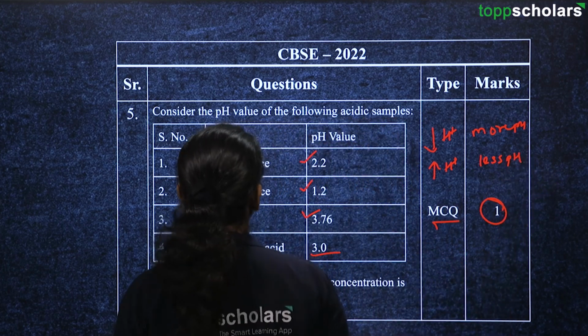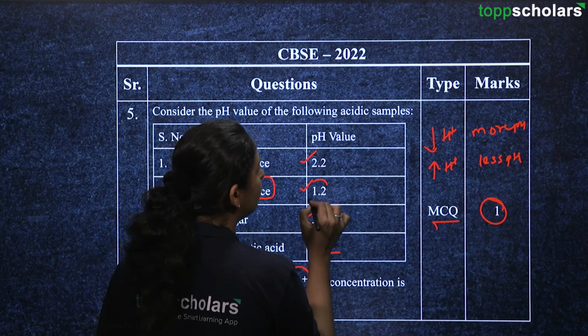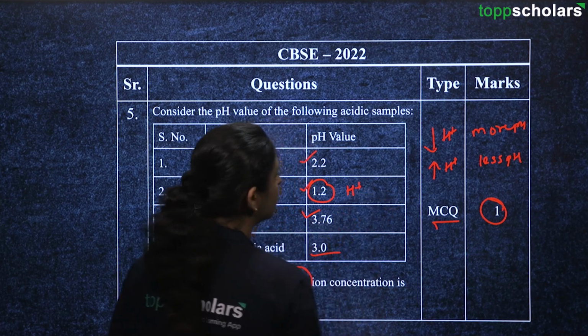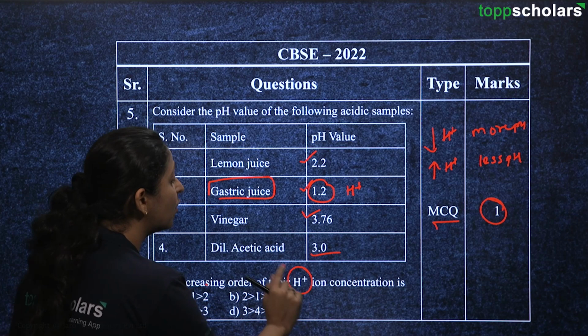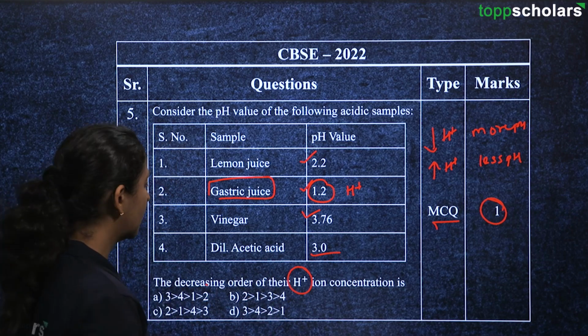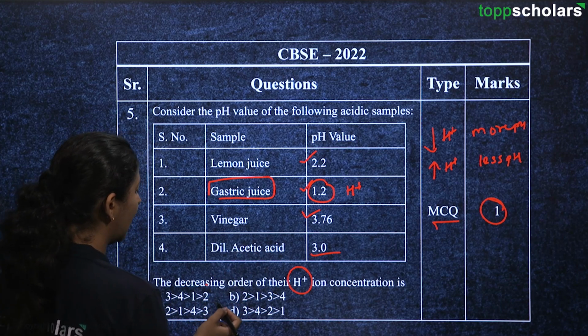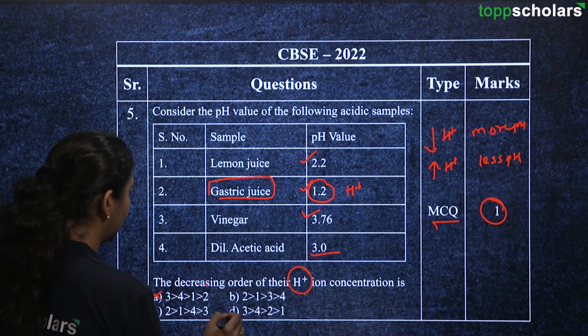When you have more H plus ions, there will be less pH. For example, gastric juices is showing you the least pH, right? That means you have more H plus ions in the gastric juices. So you have to determine the decreasing order of the H plus ions. So here, which one will be having the highest? That is your second. If you look into the options, you can eliminate this. 2 is having the highest.